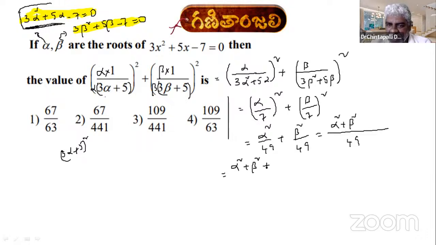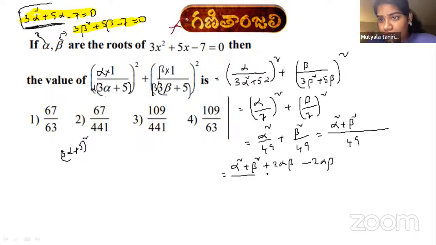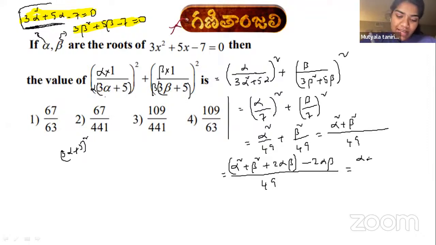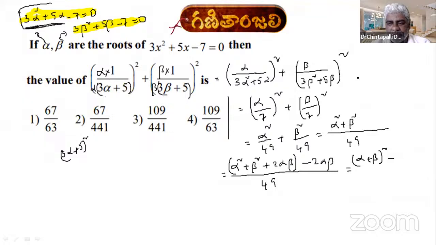We can do one thing. We can add 2 alpha beta and also immediately subtract 2 alpha beta. We add 2 alpha beta because then alpha squared plus 2 alpha beta plus beta squared becomes the a plus b whole squared formula. That's why we added 2 alpha beta, and immediately we subtracted 2 alpha beta from it. So it is alpha plus beta whole squared by 49 minus 2 alpha beta by 49. We can answer it now easily because we know what is alpha plus beta and what is alpha beta.